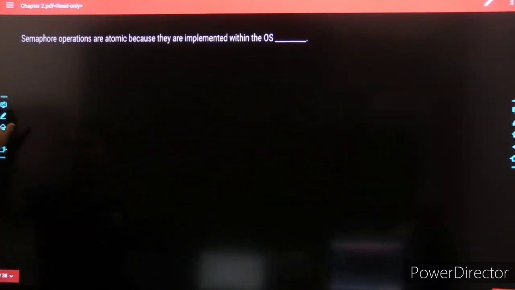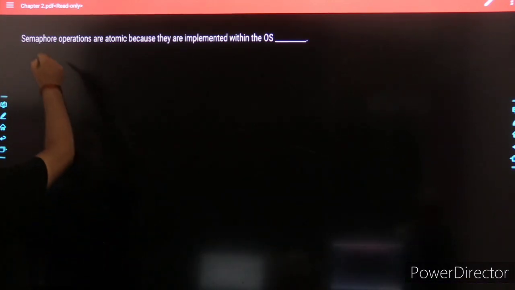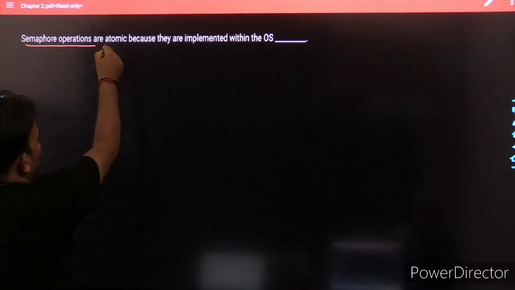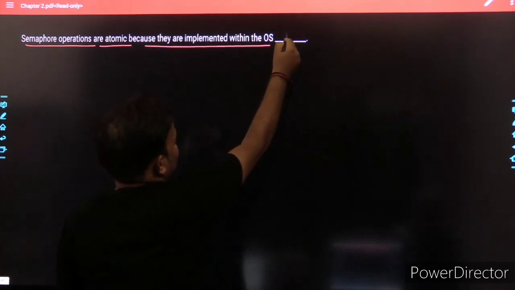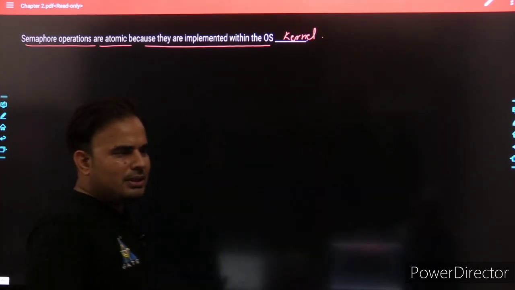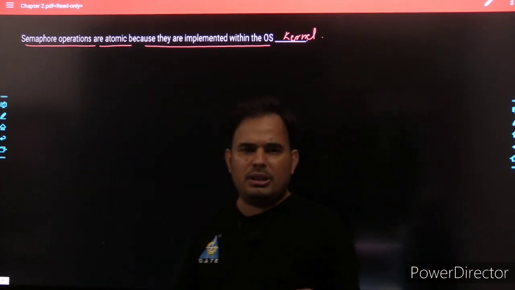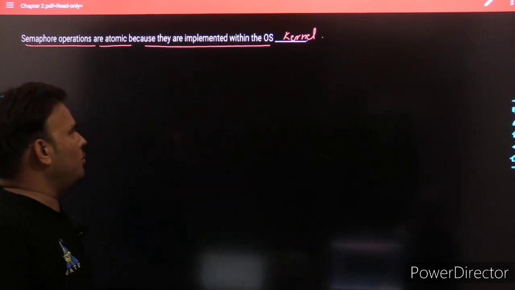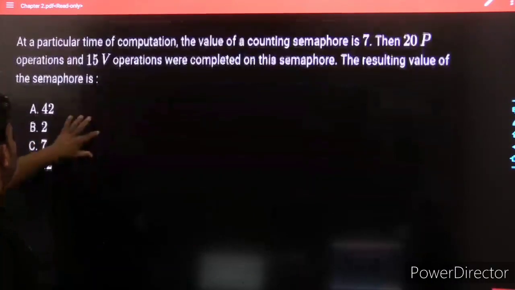This is your next question, my dear friends. This is a fill in the blank type question. Semaphore operations are atomic because they are implemented within the OS kernel. Please remember this: semaphore operations are atomic because semaphore operations are implemented within the OS kernel. Please remember this point. I am going to move on to the next question.